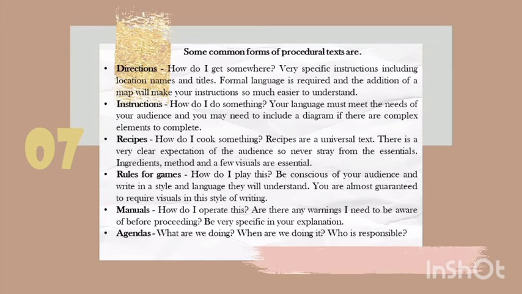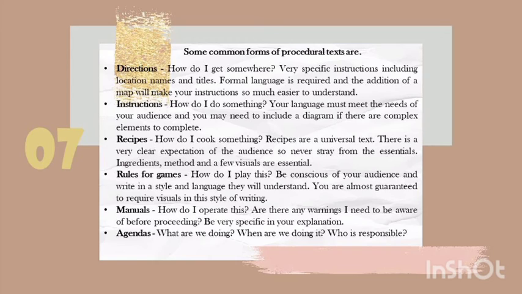Some common forms of procedural text are directions, instructions, recipes, rules for games, manuals, and the last, agendas. Directions: how do I get somewhere? Very specific instructions including location names and titles. Formal language is required and the addition of a map will make your instructions so much easier to understand.